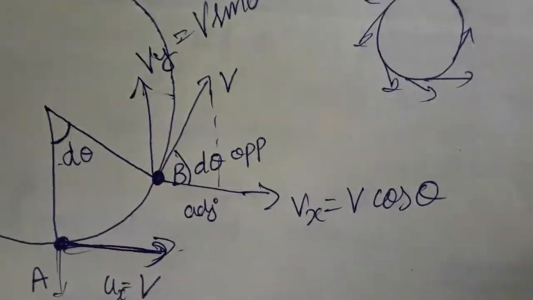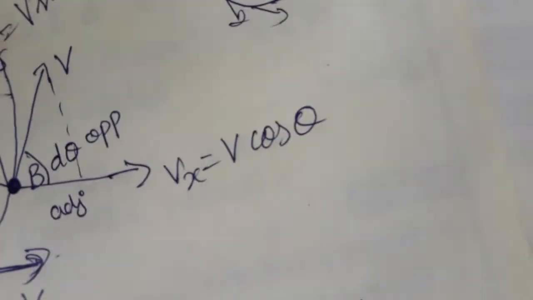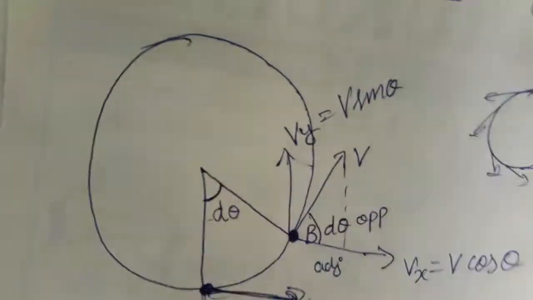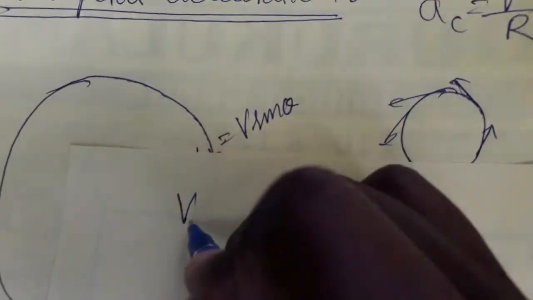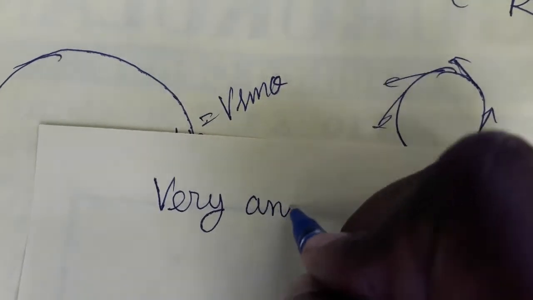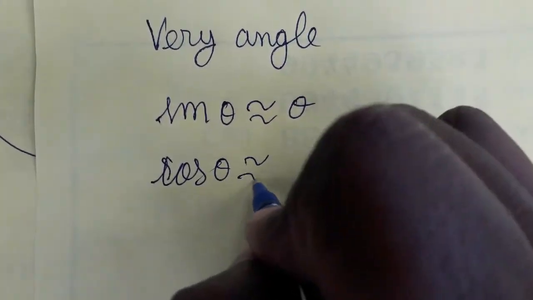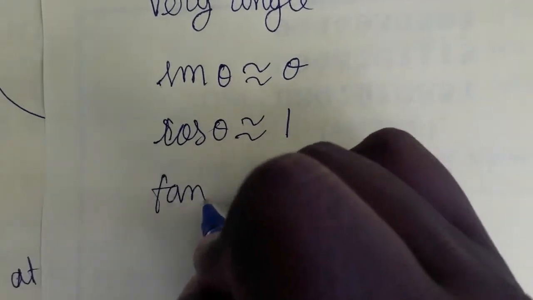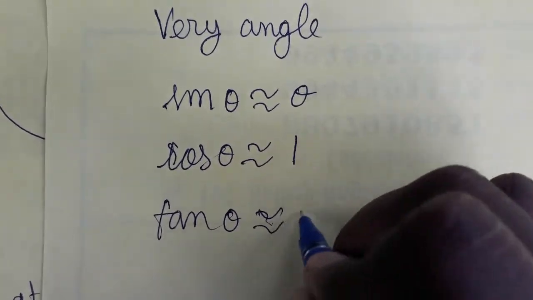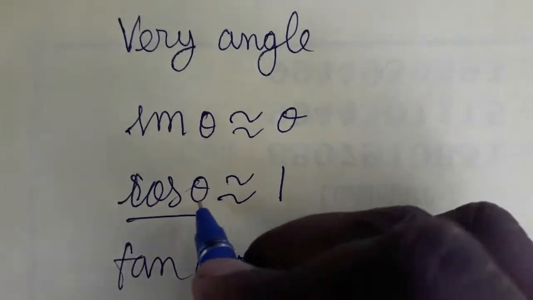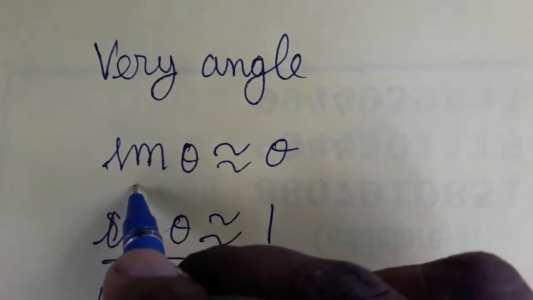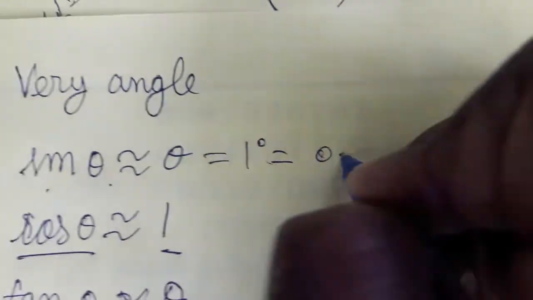Now see here, as we know, when theta becomes a very small angle, sin theta you should take as theta. Cos theta, if very small, you have to take as 1. Tan theta, if very small, you have to take as theta. The reason is cos 0 is 1. For a one degree angle, whatever you get in radians, you will get the same value.